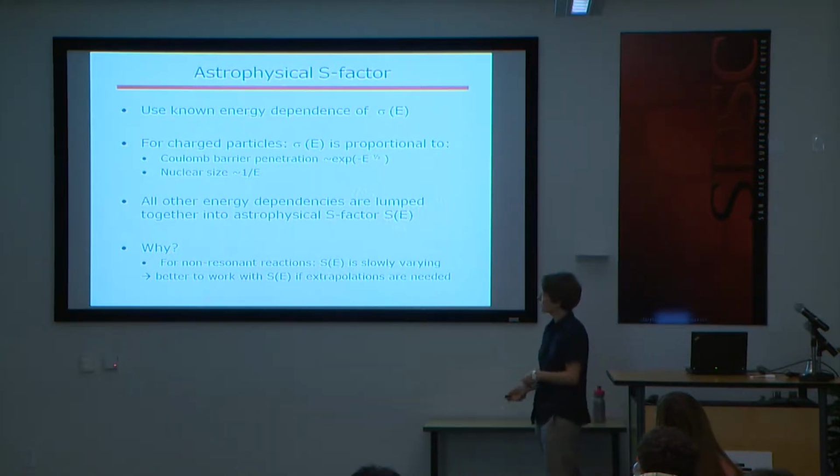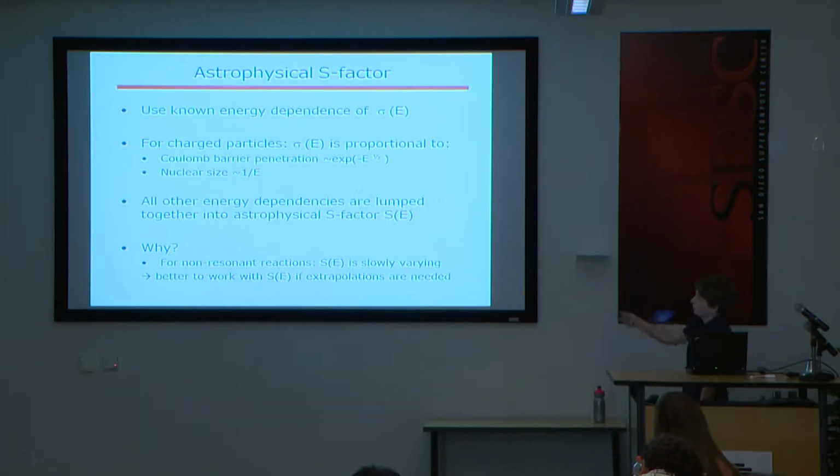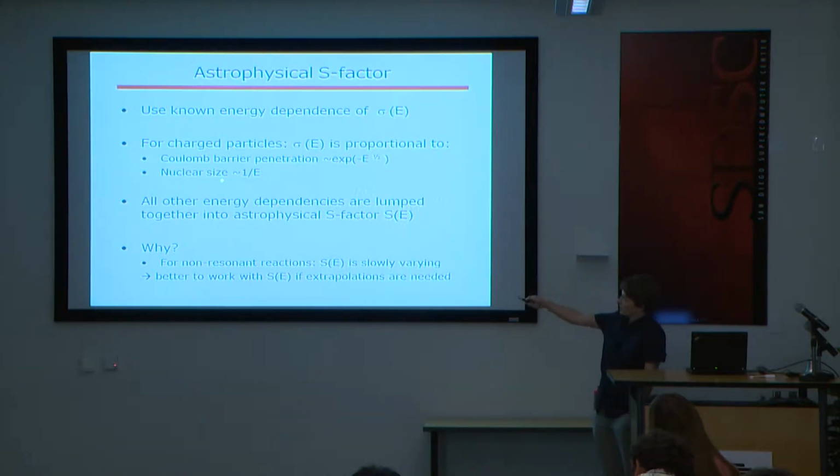And the simplest way to think about that is to think about charged particles. So for charged particles, the cross-section has different contributions, but two of them, we know what their energy dependence is. We know that the energy dependence for Coulomb barrier penetration is exponential to the minus energy to the power of 1/2. And the energy dependence of the cross-section due to the nuclear size is roughly proportional to 1 over the energy.